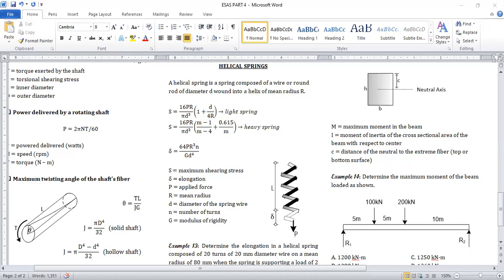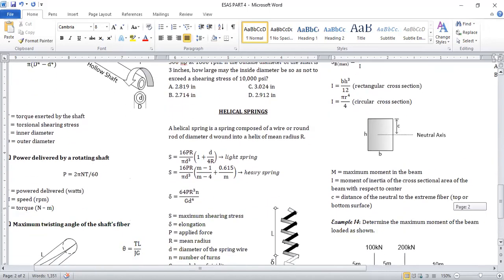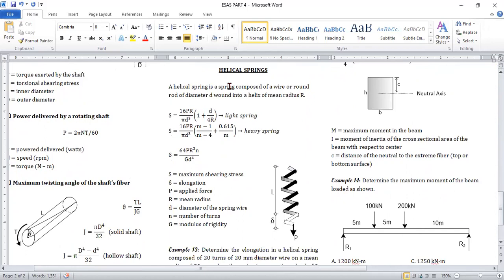Okay, so our next topic would be about helical springs. By definition, we have here a helical spring. This is a type of spring composed of wire or round rod of diameter d, wound into a helix of mean radius r.